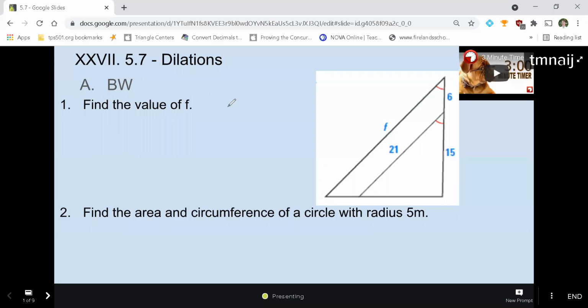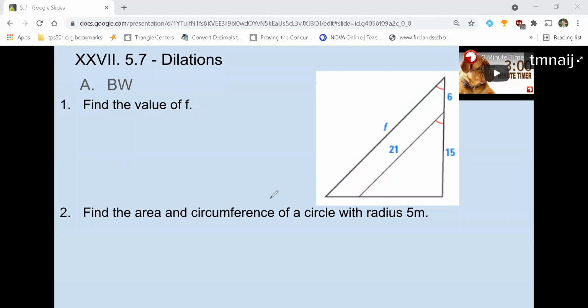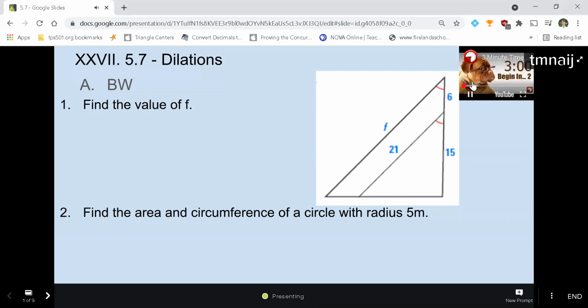You need to find the value of f for this set of triangles, and then find the area of a circle with radius 5 meters and find the circumference of a circle with radius 5 meters. I'll give you 3 minutes. Try it on your own. Then we'll go over it.